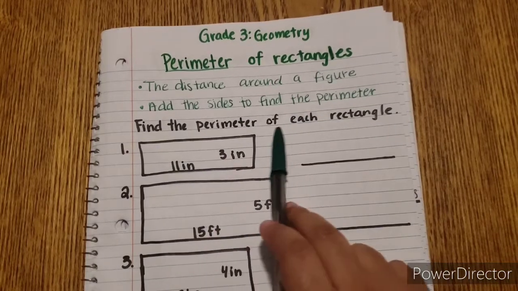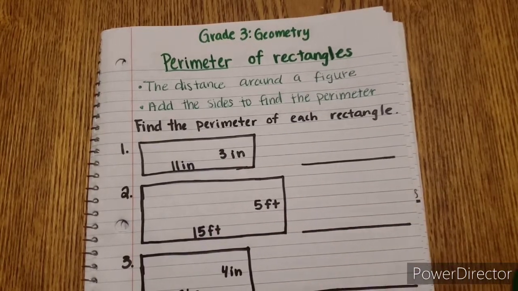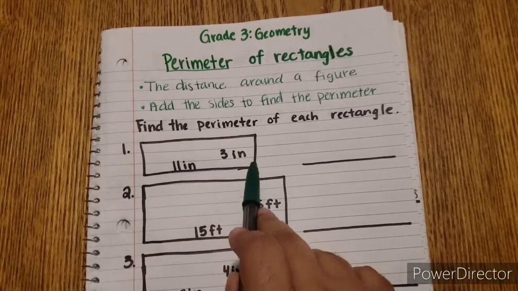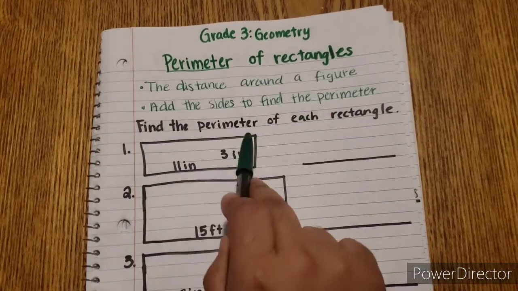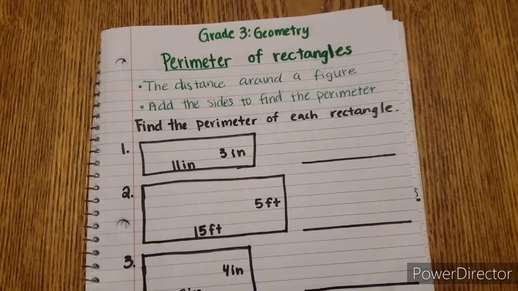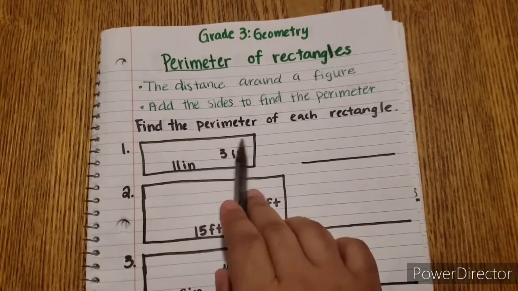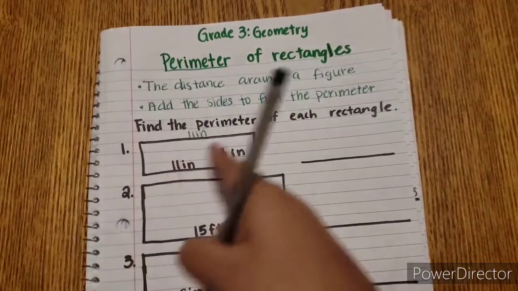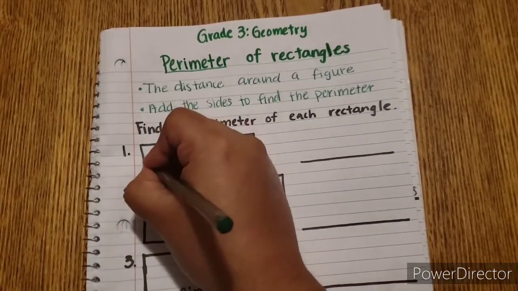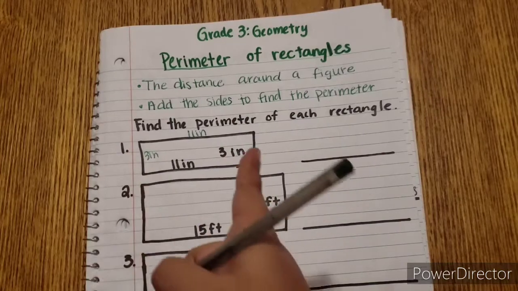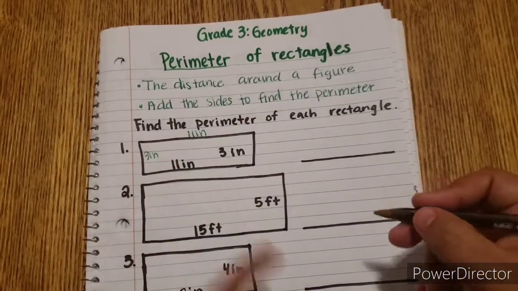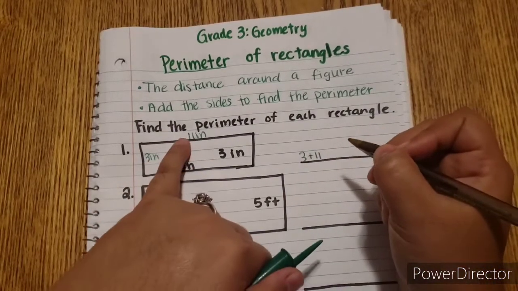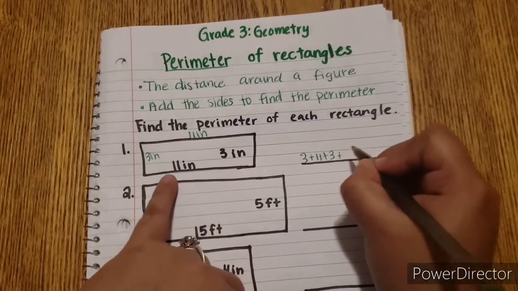So we have to find the perimeter of each rectangle. Here we have the first rectangle. We have 11 inches on this side and 3 inches on this side. So how do we figure out these? If we take a look, these two are the same, so that means this is also 11 inches. And these two are the same, so this is also 3 inches, just like that one. Now we're going to add all of this. So we have 3 plus 11 plus 3 plus 11.